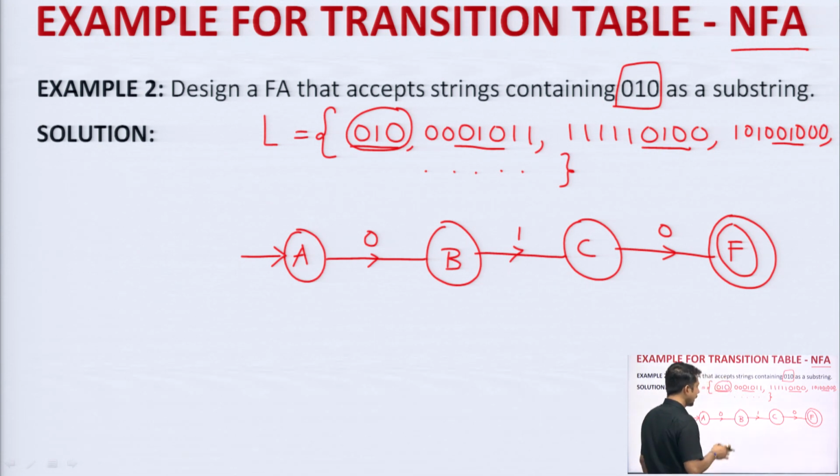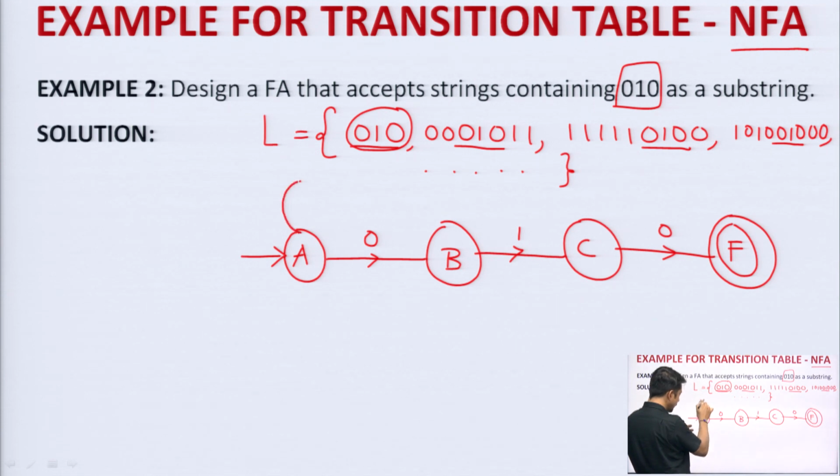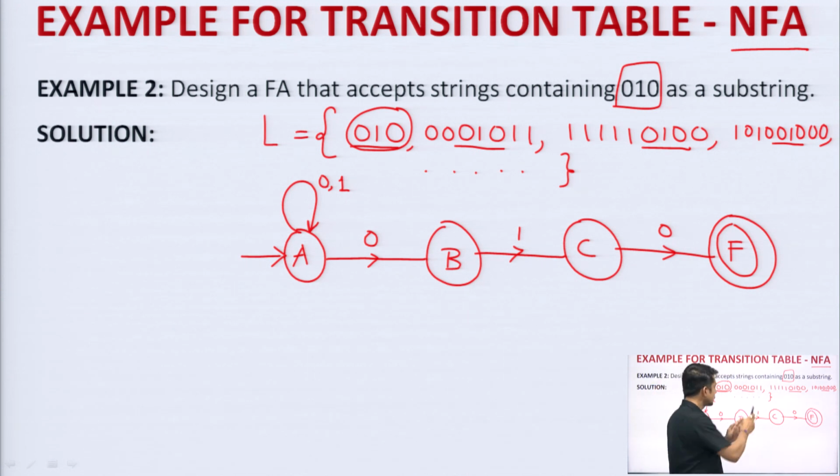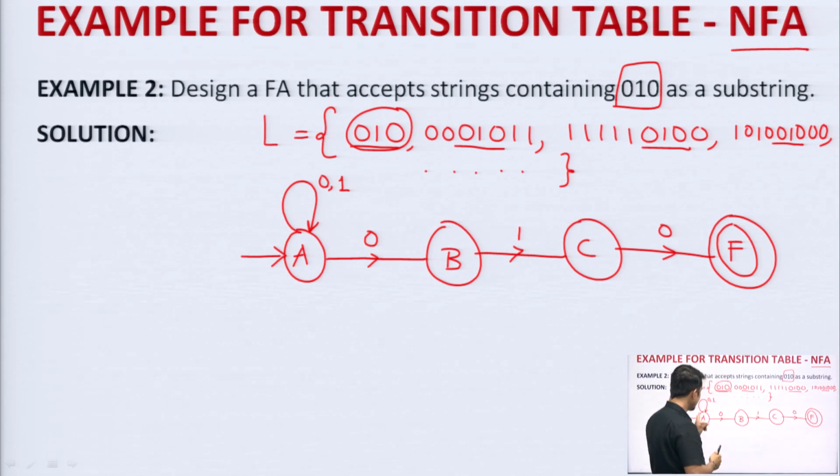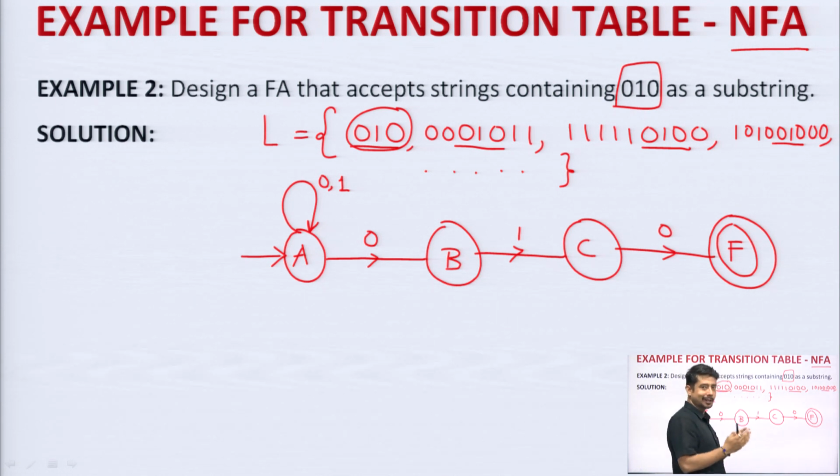You can pause the video and think about it: can we start over here with either 0 or 1? Yes, I can start, because before 0 1 0 it can have any number of combinations of 0 and 1. That is why I have taken a self loop at the initial state. Thereafter, it will have 0 1 0; I will not put anything between them, let it be together. We cannot separate them.